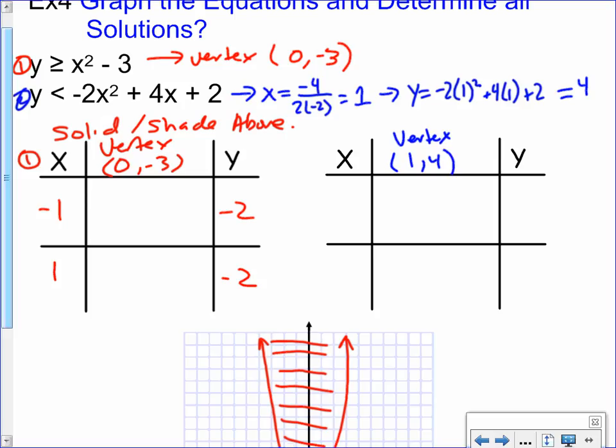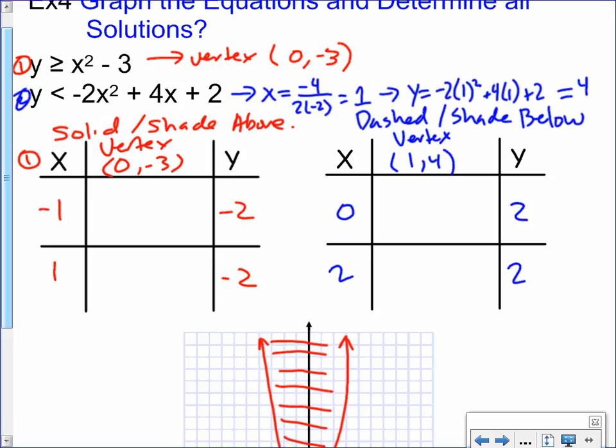Two more points: 0, 2 and 2, 2. Excellent. Because it's just a less than, the line will be dashed, right? And then shade. Wait, it should be negative. Isn't it -2? Oh, it's still a point above. I thought it was -1, but no, it's +1. Less than, shade below.